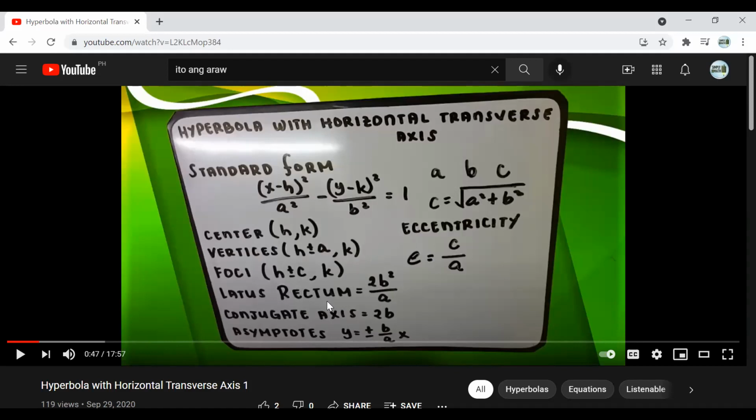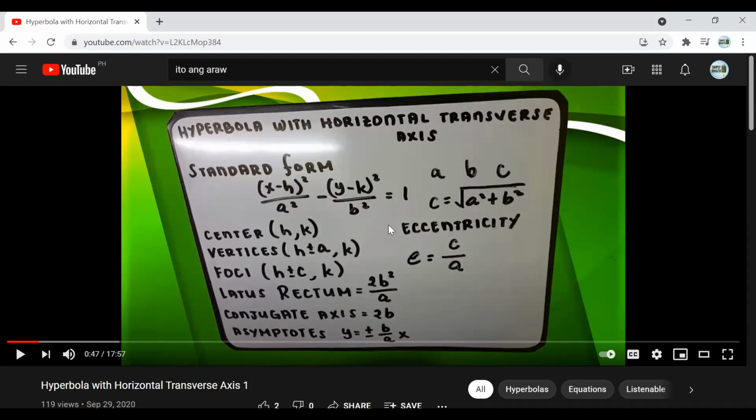To find the length of the latus rectum, that is 2B squared over A. And then for the length of the conjugate axis, that is 2B. And then to identify the equation of the asymptotes, that is y is equal to plus minus B over A multiplied by X. And then for the eccentricity, that is C over A.